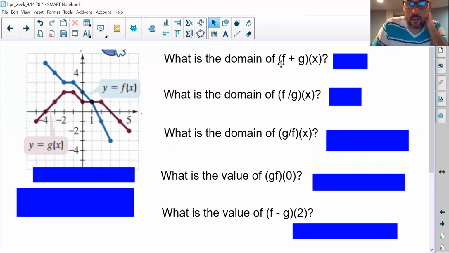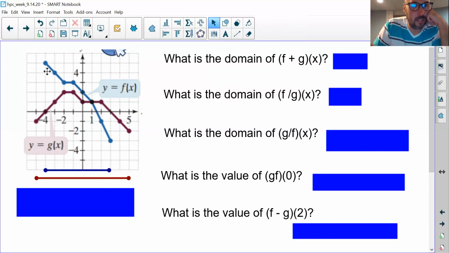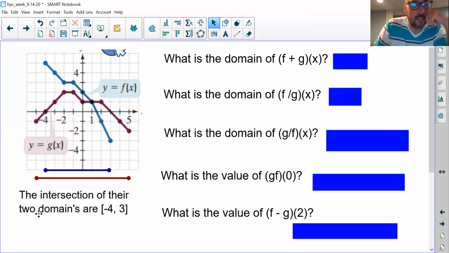Well, again, you're combining two functions, f and g, so you need to find a domain that they both agree on. F has a domain between negative 4 and positive 3, represented by this blue horizontal bar. G has a domain between negative 5 and positive 5, represented by the maroon bar. Now, what x values do the blue bar and the maroon bar have in common? That again is called the intersection. So what they have in common is the x values between negative 4 and positive 3.